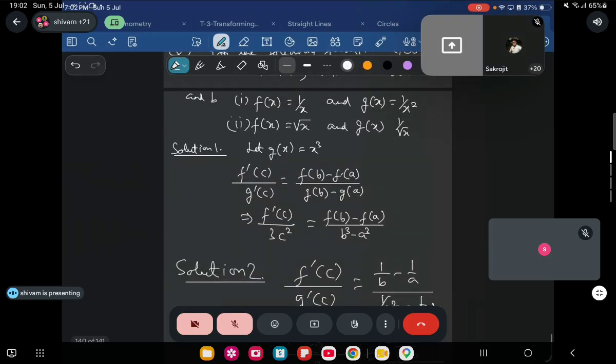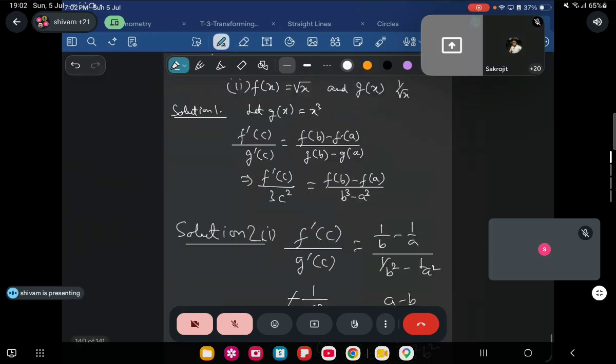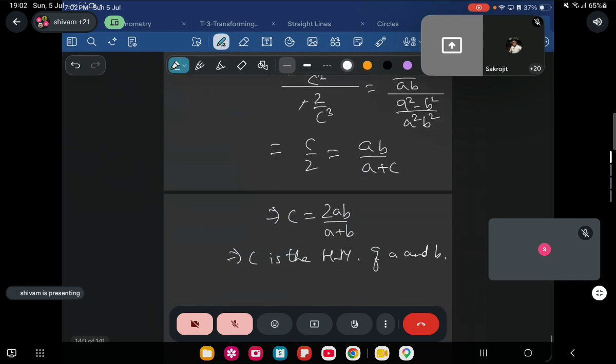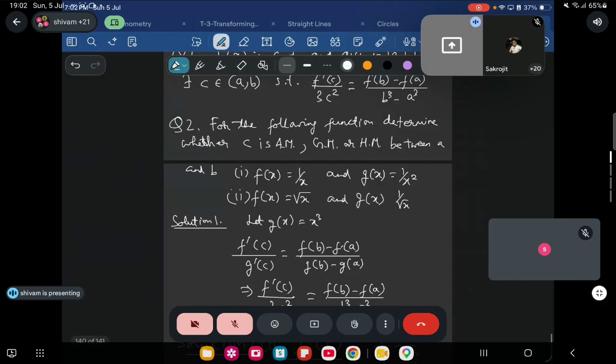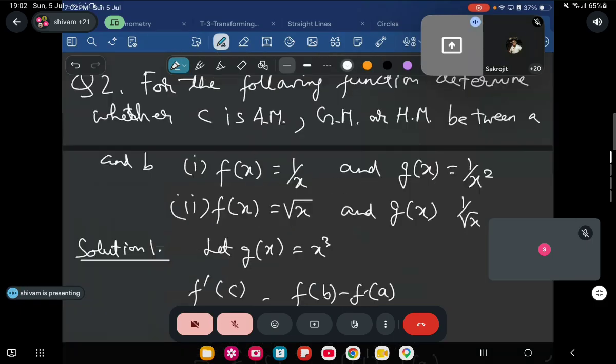Next. Sir, I have two questions. Yes, tell me. How to understand that we have to use Cauchy's mean value theorem? Once you see that it is in that form, use Cauchy's mean value theorem, like when two different functions are given.